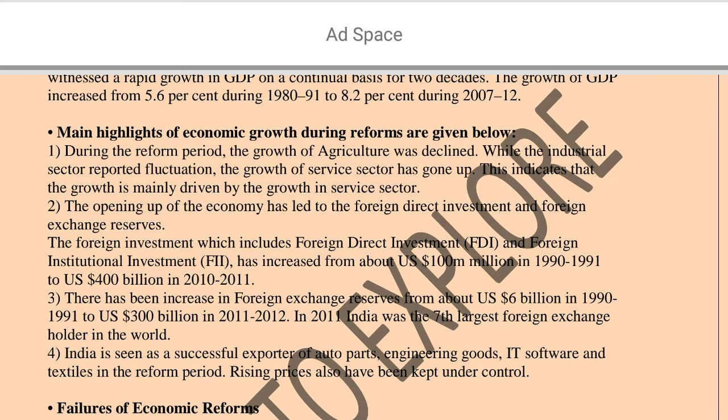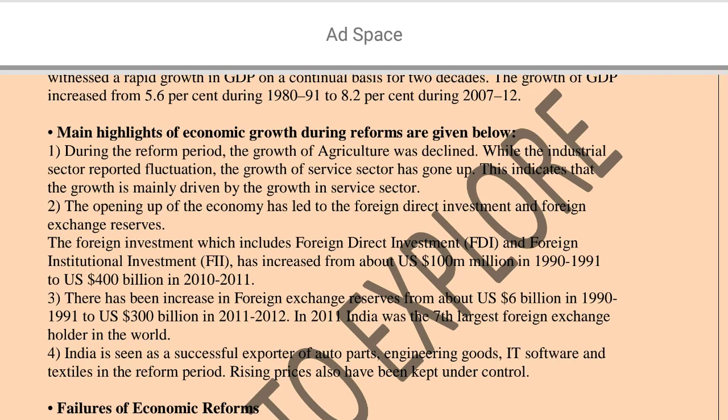The opening up of the economy has led to an increase in foreign direct investment, or FDI, and foreign exchange reserves. Our foreign exchange reserves and FDI have increased immensely during the opening up of the Indian economy, meaning the post 1991 period we are talking about. The foreign investment, which includes FDI and foreign institutional investment, or FII, has increased from about US dollar 100 million in 1990-91 to US dollar 400 billion in 2010-11. So you can see it's a 4-time increase.